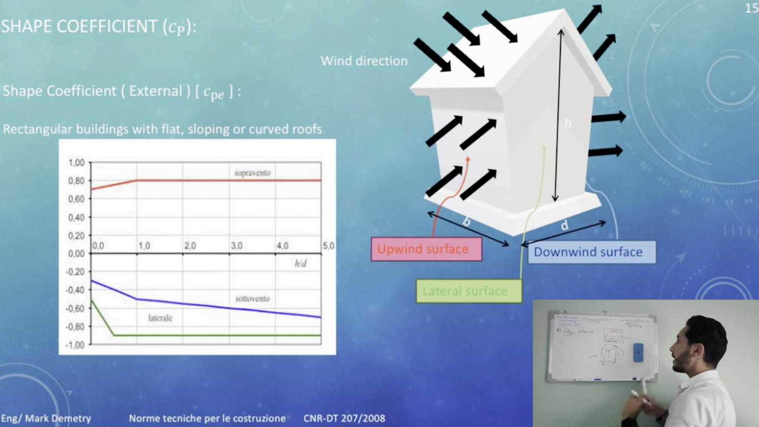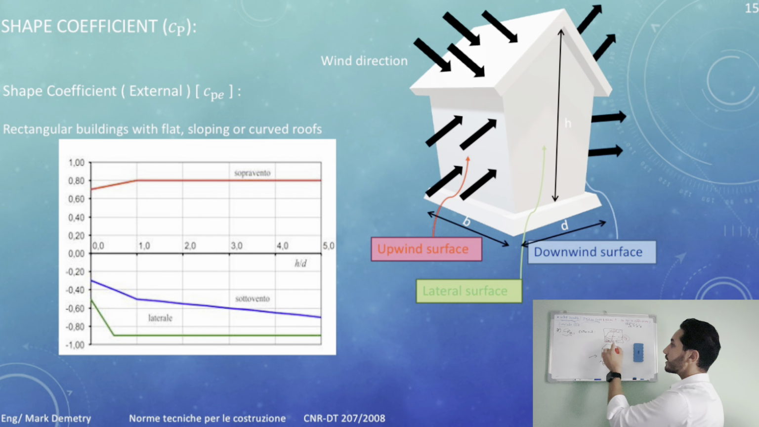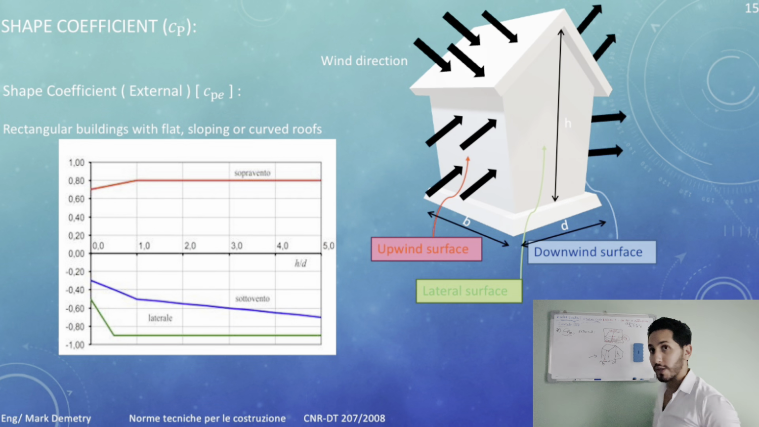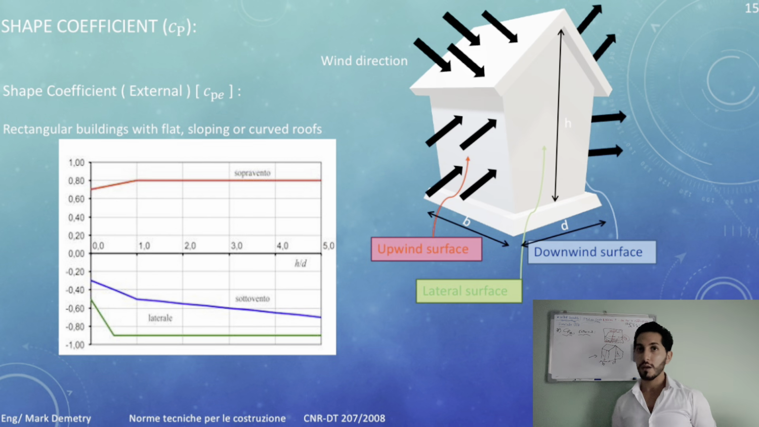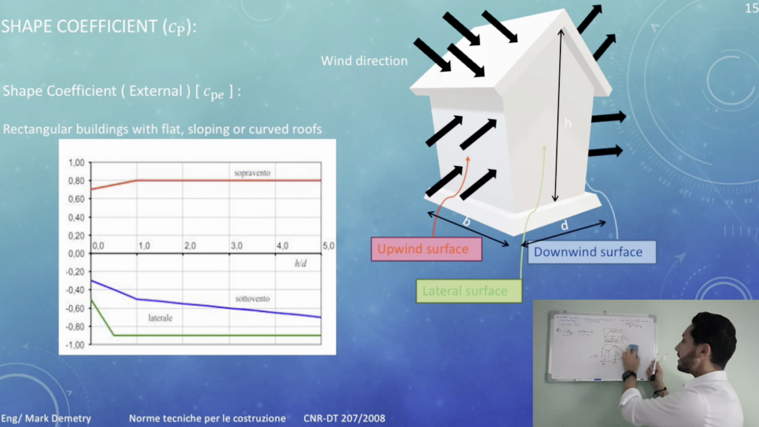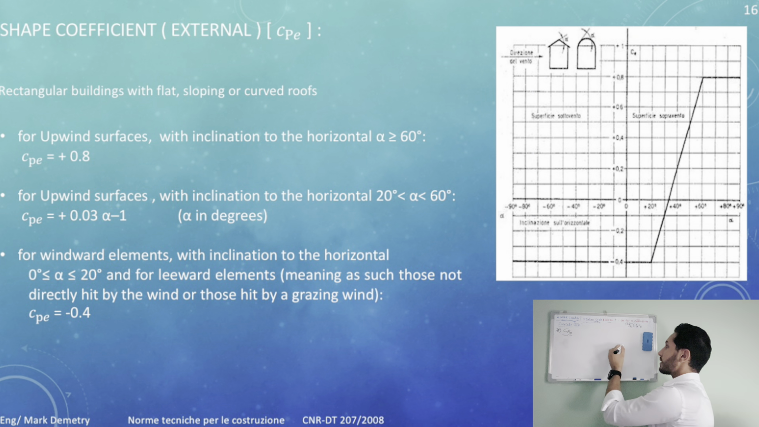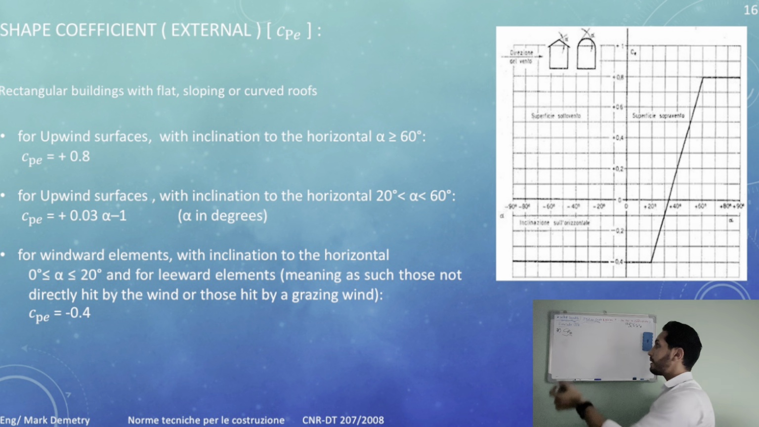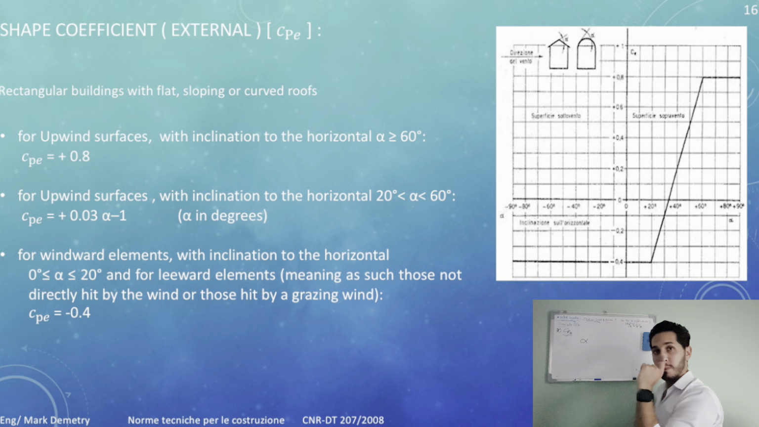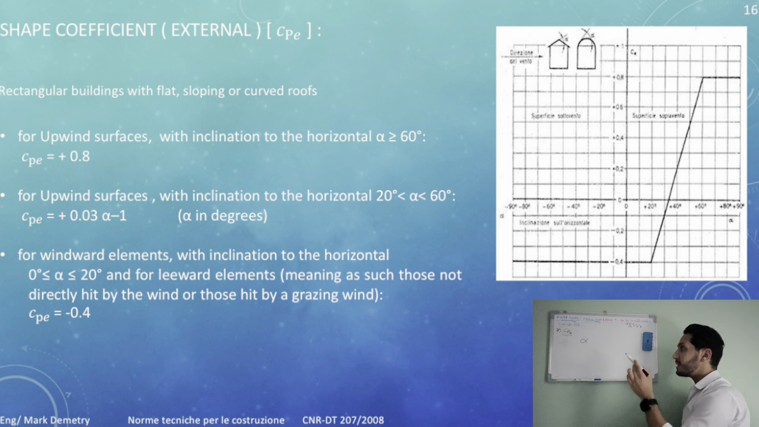So this is important. By knowing H over D, let's say it's in here, we can go upward like this, calculating the lateral, the downwind and the upwind. This is for the CPE external. We also have the CPE external for the roof, right? What's going to happen for the roof? The roof has different slopes. Based on the slopes of this roof, we can estimate the CPE.